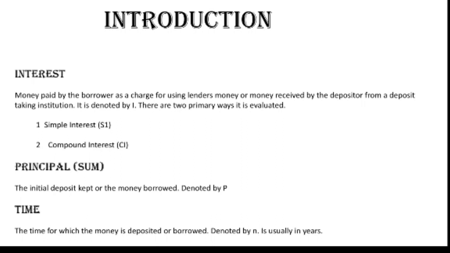The second is principal, which is also known as sum. It is the initial deposit or the money borrowed. It is denoted by P. Then time, the time for which the money is deposited or borrowed, denoted by N, and is usually in years.